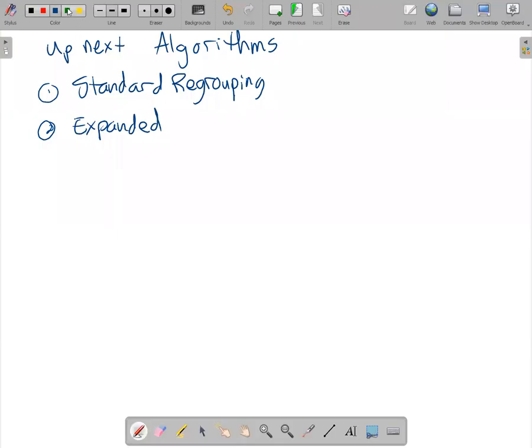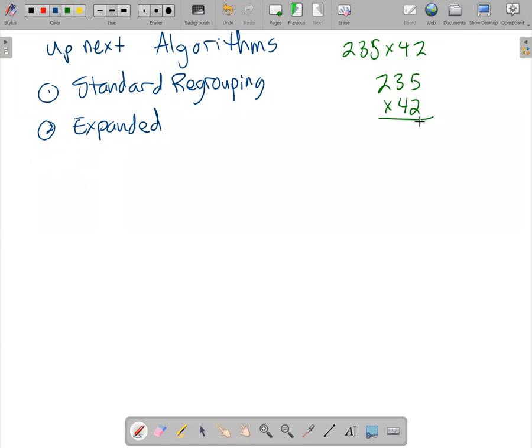So let's take the product 235 times 42. And first, I'll do the standard regrouping algorithm with that. So with the standard algorithm, we usually stack them. 235, usually we write the shorter number underneath. But it doesn't have to be that way.